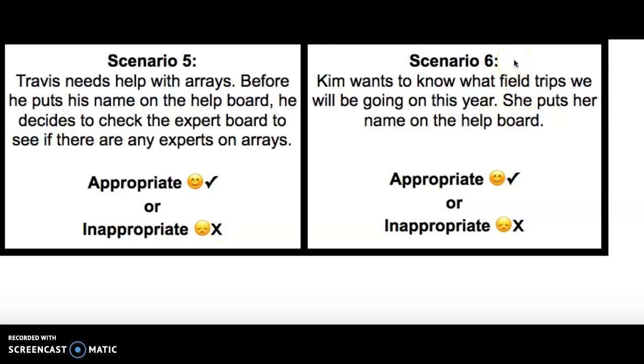Scenario 6. Kim wants to know what field trips we will be going on this year. She puts her name on the help board. Is this appropriate or inappropriate?